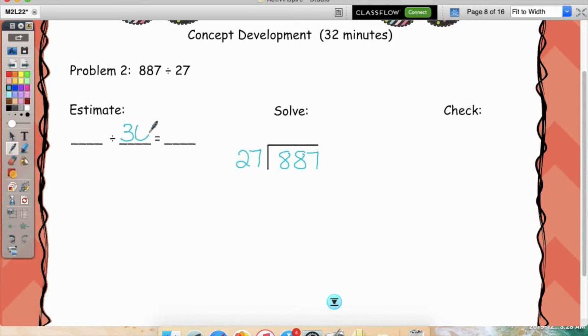30. Now, let's take a look at it because I don't want to go to 887, do you? Okay, can I make 27 groups out of 8? Out of 8? No. What about 88? Okay, so if chunking helps you, do it. I'm doing it with a different color just because it's fun. Okay, so skip counting by what? 3s. And I just have to go past 88. So 30, 60, 90. What do you think?